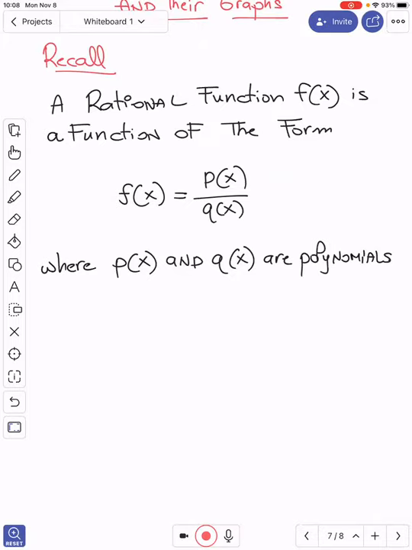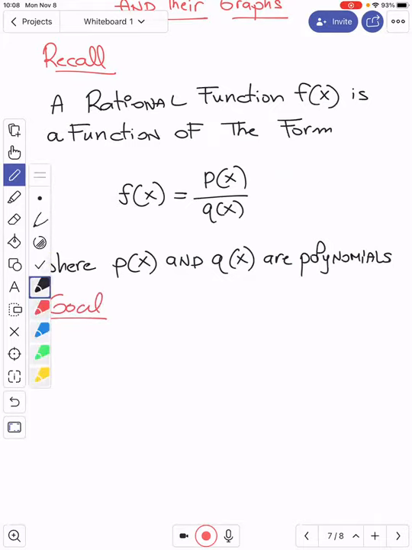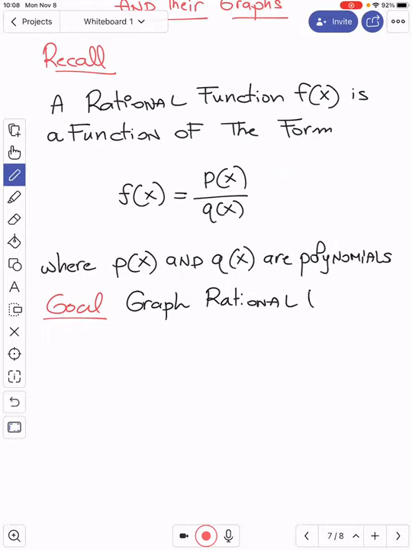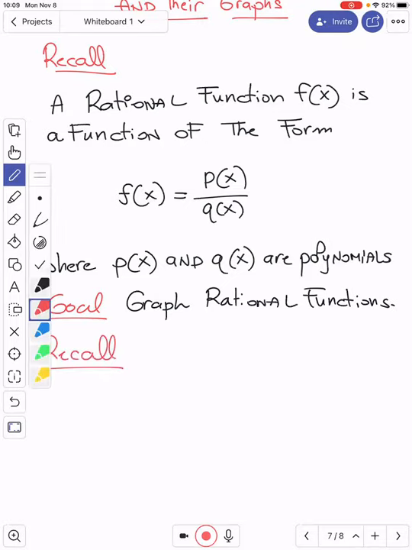So what we want to do in this section, the goal of this section, of course, is to graph rational functions. Now, to graph rational functions, we need the notion of vertical asymptote and horizontal asymptote. So let me remind you of the horizontal asymptote and the vertical asymptote. First, let me start with the vertical asymptote.